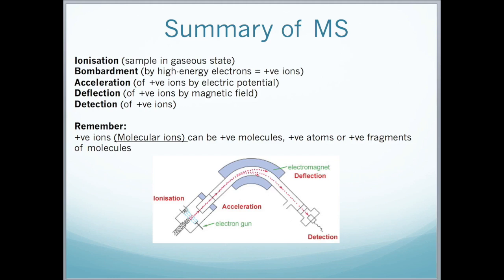I made a little summary sheet of mass spectrometry. The main stages are ionization. If we have a solid sample, we have to make sure that it's turned into a gaseous state. Then we bombard it with high energy electrons from an electron gun to produce positive ions. Then those positive ions are accelerated by an electric potential. Then they're deflected by a magnet, and finally they're detected, and we can then use the data from the computer to analyze the sample.